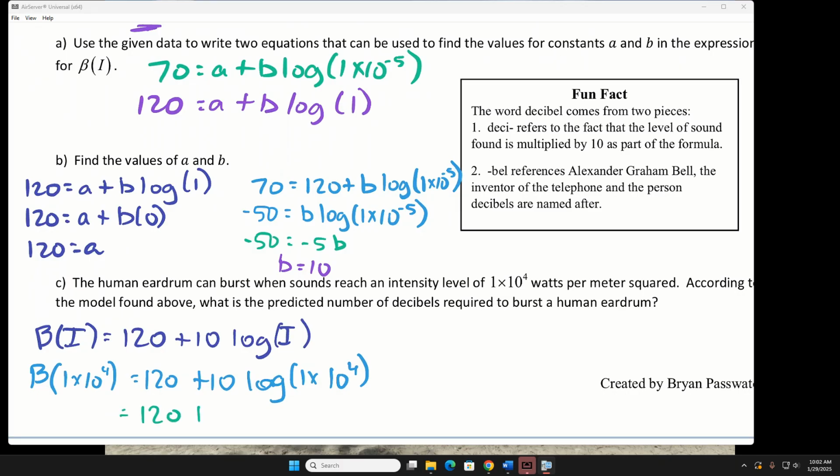And you can just type that in the calculator if you want to. If you want to try and do it in your head, log of 1 times 10 to the 4th is just going to be 4. And that is going to give us 160 decibels.